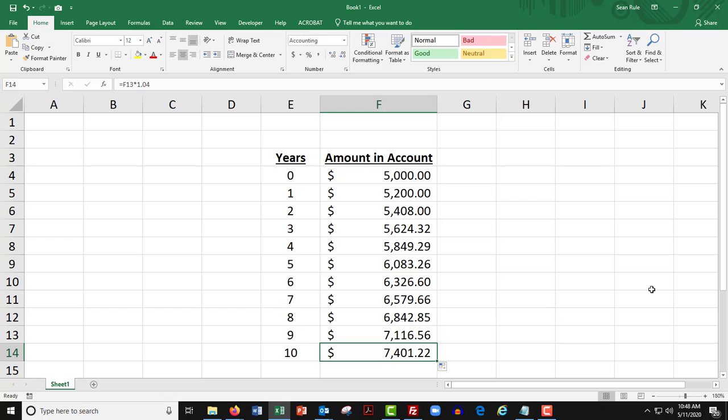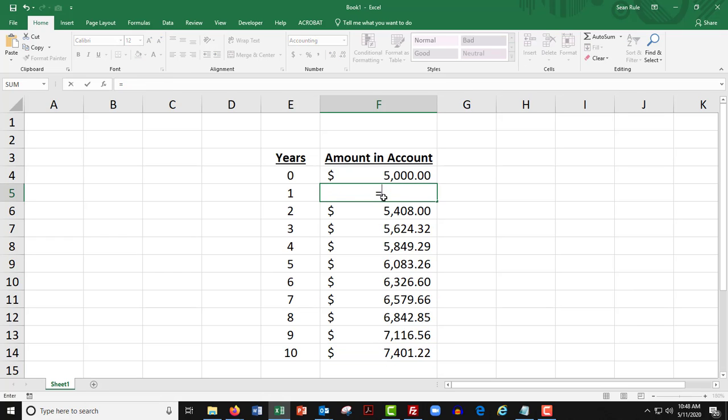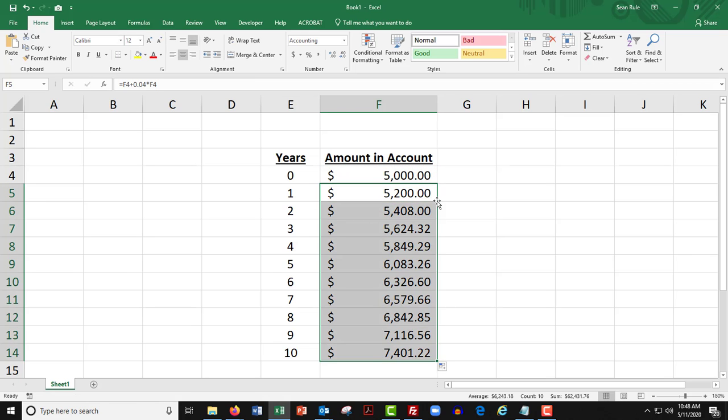There are other ways to use the formula. Some folks actually did it by taking F4 plus 4% of F4 and then drag that down. You'll notice it's exactly the same. It has to be exactly the same because 1.04 is the same as 1 plus 0.04.